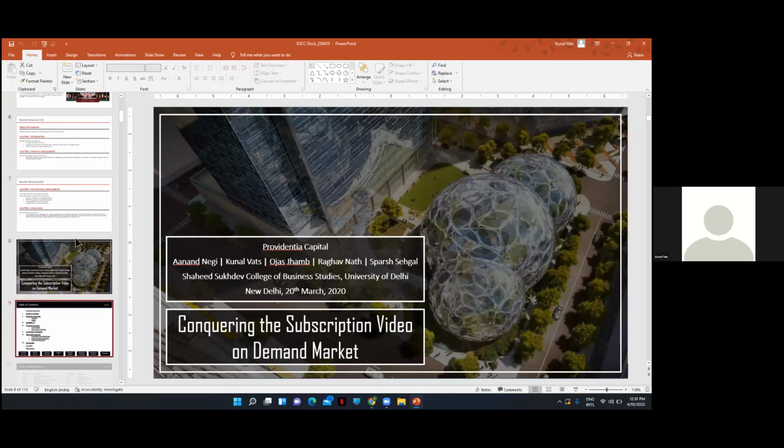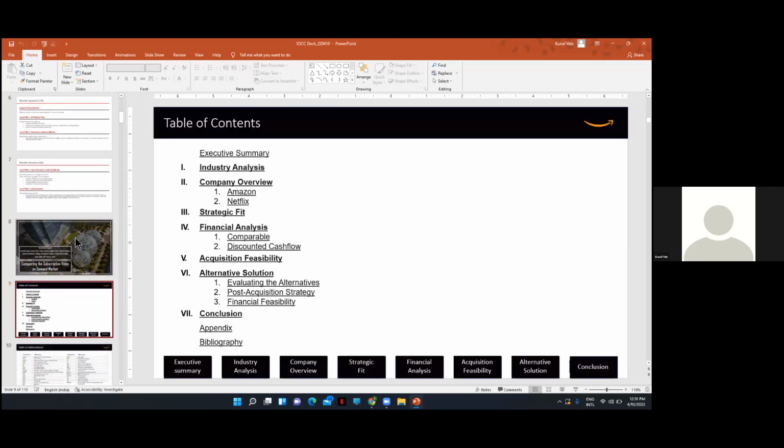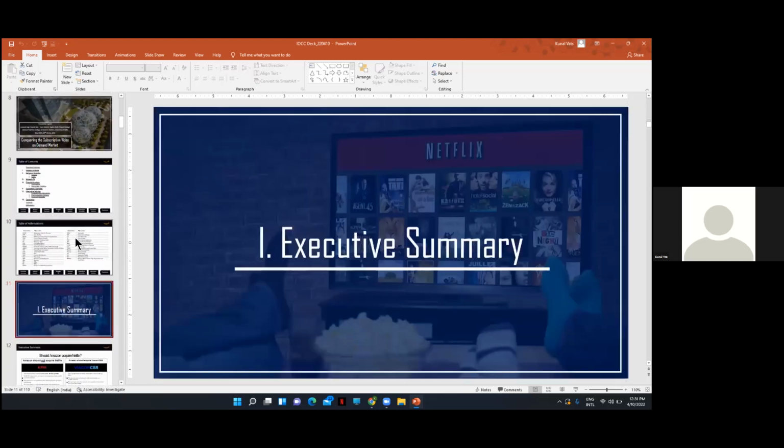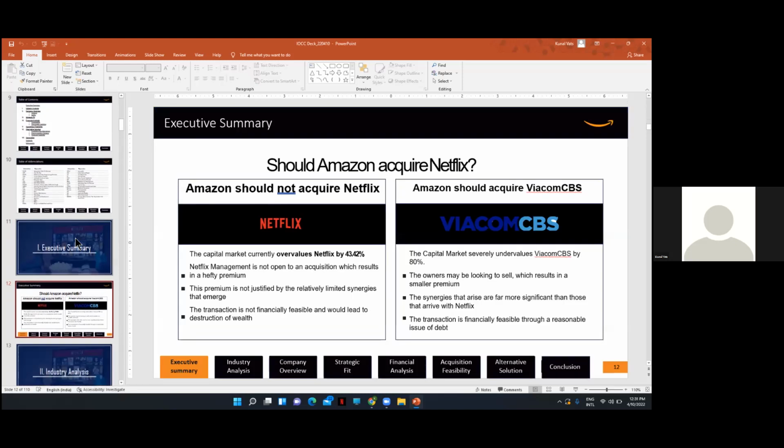As you can see, it starts off with the content slide. We have an abbreviations table and an executive summary. So this was our executive summary, and we'll be going into this in detail. We proposed that Amazon should not acquire Netflix, and we instead proposed to target Viacom CBS for the purposes of expanding its library.